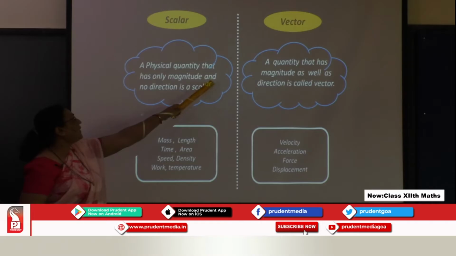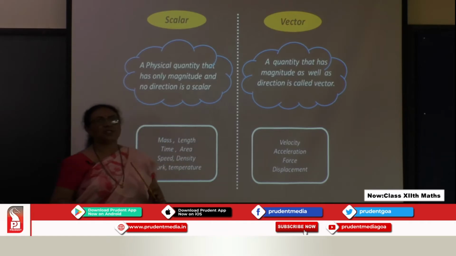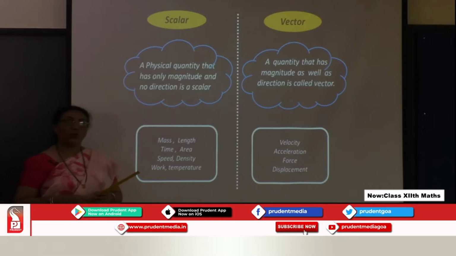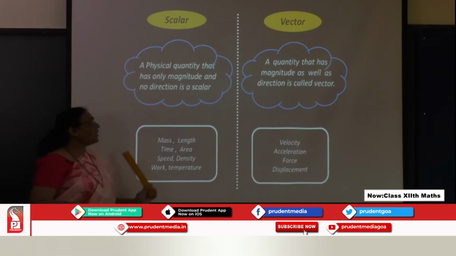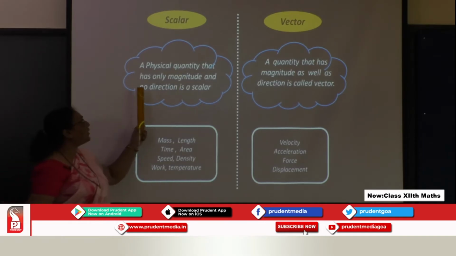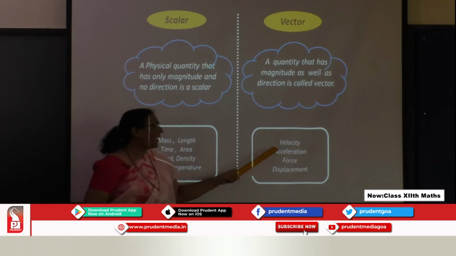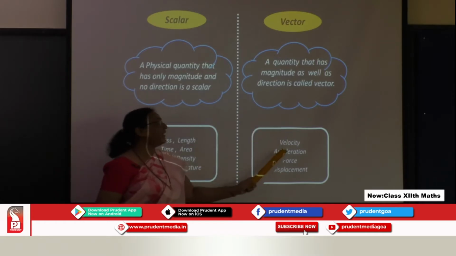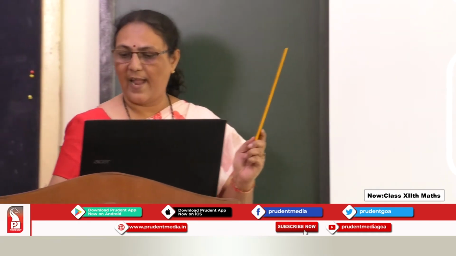A physical quantity that has only magnitude and no direction is called a scalar. There are so many physical quantities which have only magnitude, for example mass, length, time, area, speed, density, work, temperature. All these quantities have only magnitude, no direction. These quantities are called scalar quantities. Whereas velocity, acceleration, force, displacement, all these quantities have magnitude and direction. These quantities are called vectors. So these are the differences between vectors and scalars.